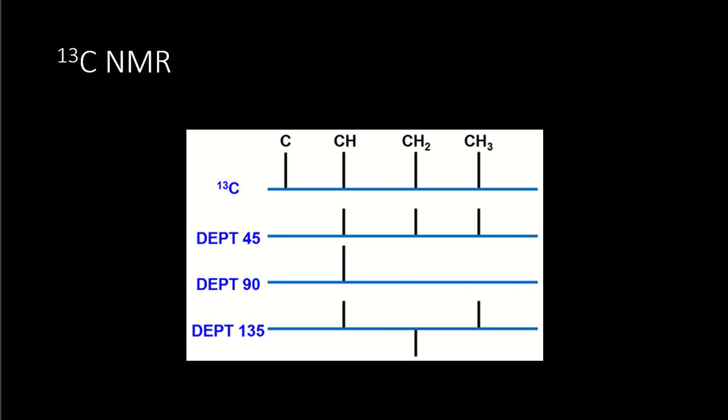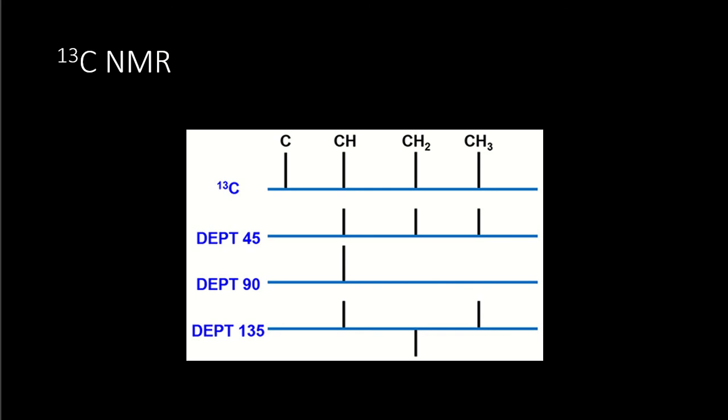A way to enhance or to better elucidate the types of carbon environments could be by distinguishing them by the number of protons attached to those carbon environments. And that can be done through distortionless enhancement by polarization transfer, or DEPT NMR, which involves changing a polarization angle, typically 45, 90, or 135 degrees, and different information will be obtained from the resulting spectra.